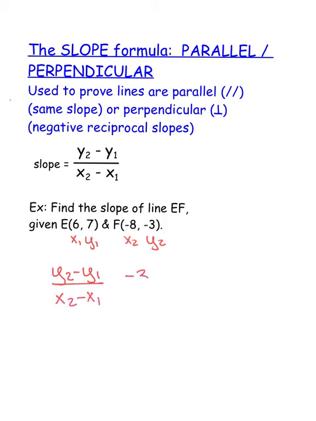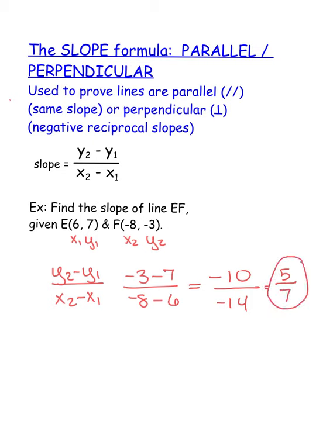My y2 value is -3, my y1 is 7. My x2 is -8, my x1 is 6. We're going to do the math. -3 minus 7 is -10, and -8 minus 6 is -14. If you want to simplify that in the calculator, all you have to do is type in -10 divided by -14, then hit math, enter, enter, and it will reduce it to 5 over 7.